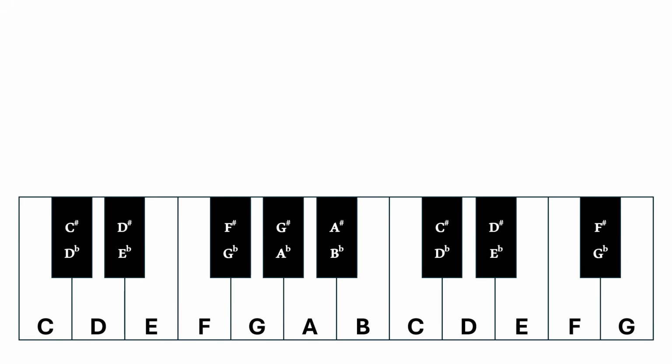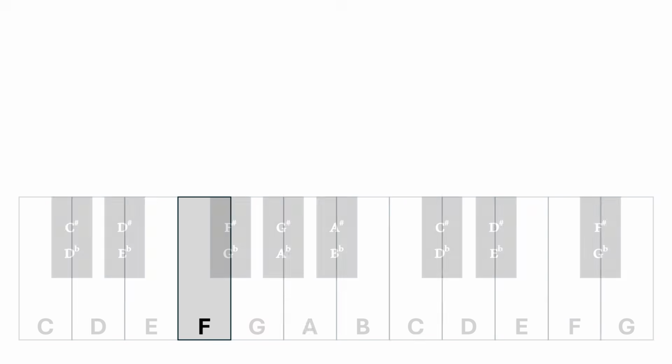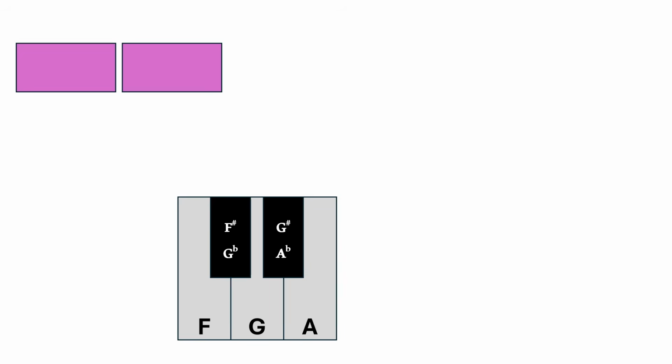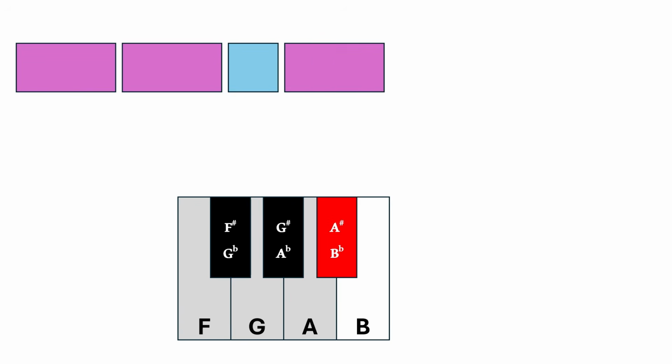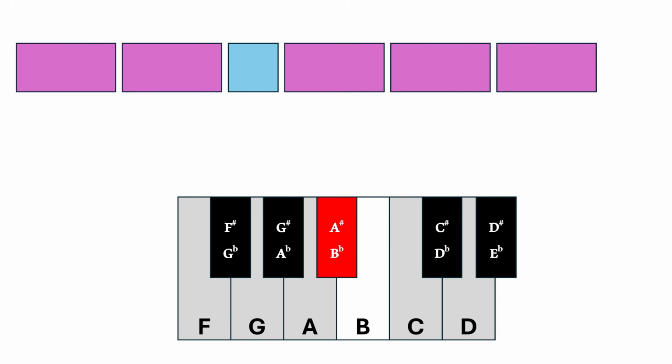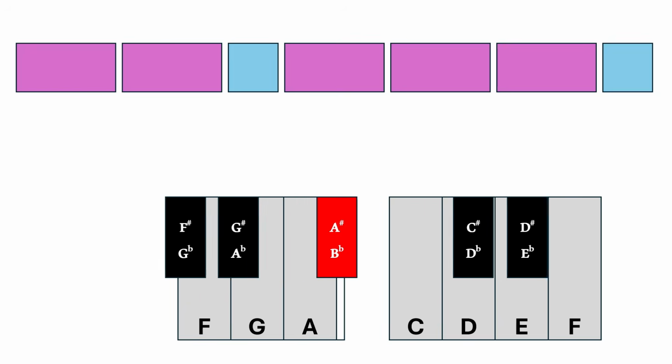So this time let's start on the note of F and see what happens when we reach halfway through the scale. We move 2 notes to reach G. We move 2 notes to reach A. We move 1 note to reach a black key. We'll come back to this shortly. We move 2 notes to reach C. We move 2 notes to reach D. We move 2 notes to reach E. And we move 1 note to reach F. We have just completed the scale of F major.